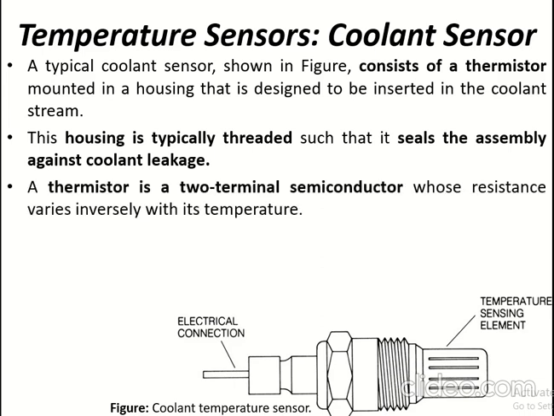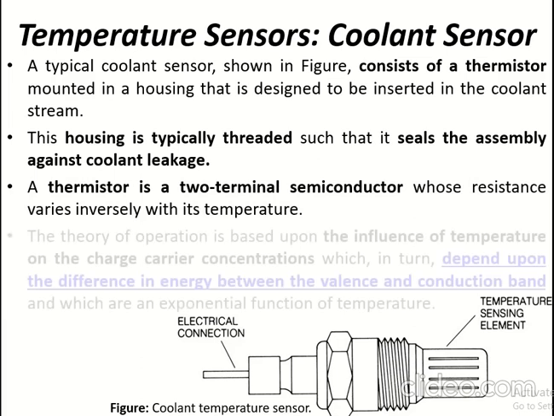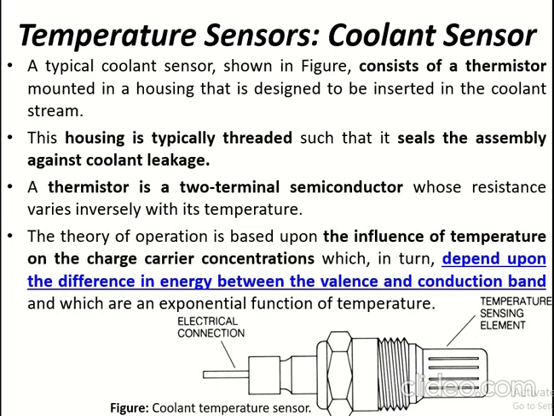A thermistor is a two-terminal semiconductor whose resistance varies inversely with its temperature. The theory of operation is based upon the influence of temperature on the charge carrier concentration, which in turn depends on the difference in energy between the valence and conduction band, and which is an exponential function of temperature. So basically a semiconductor material is used here, and such material has a property that when the temperature increases, the resistance decreases. That means there is an inverse relationship between the temperature and resistance.